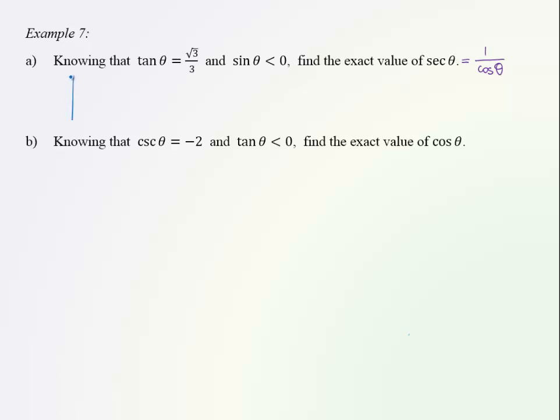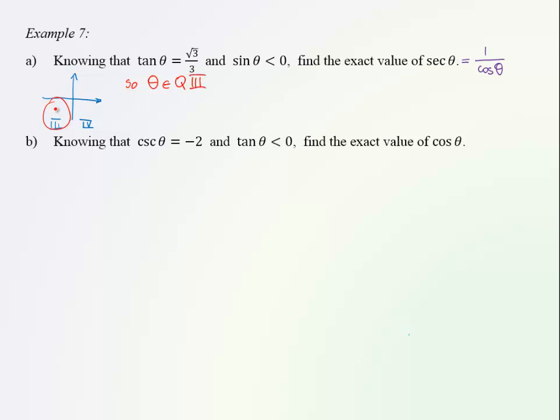Now let's analyze the possible quadrants for theta. Since sine is negative, we will consider only quadrants 3 and 4, because that's where sine is negative. And tangent is positive because we have the value. So tangent positive is in the first and third. Therefore, our theta must be in the third quadrant. So theta is in quadrant 3.